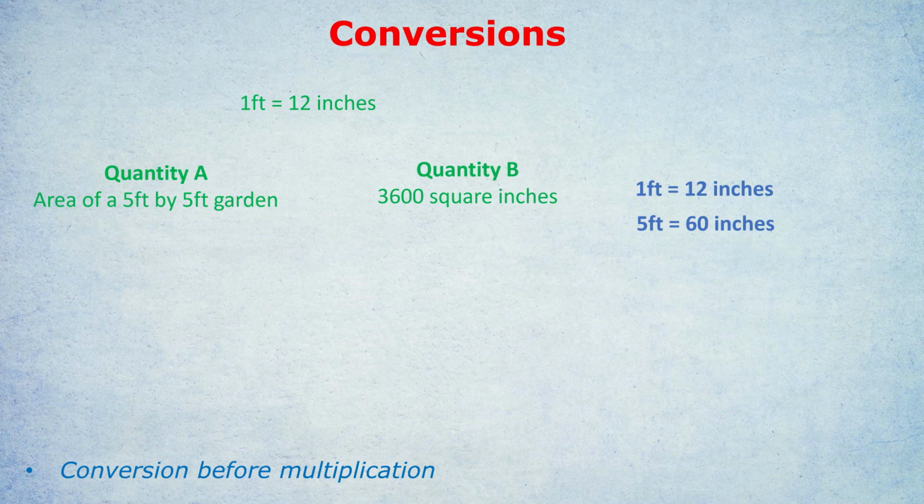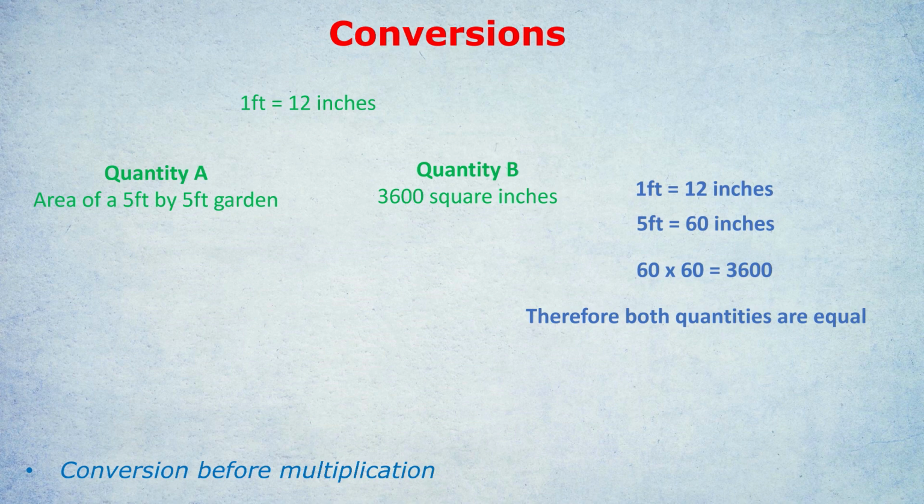And if 5 foot equals 60 inches, then the area is going to be 60 inches times 60 inches, which is 3,600 square inches, giving us the correct answer of both quantities are equal. Notice we did the conversion into inches first before we did the multiplication. But finally, I've got the hardest type of conversion question.